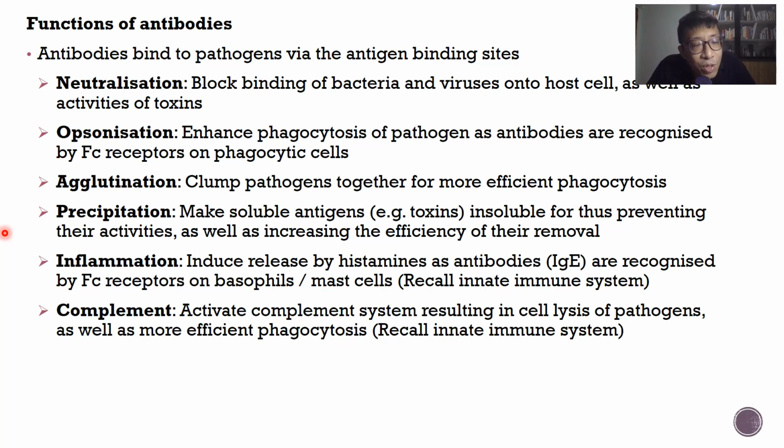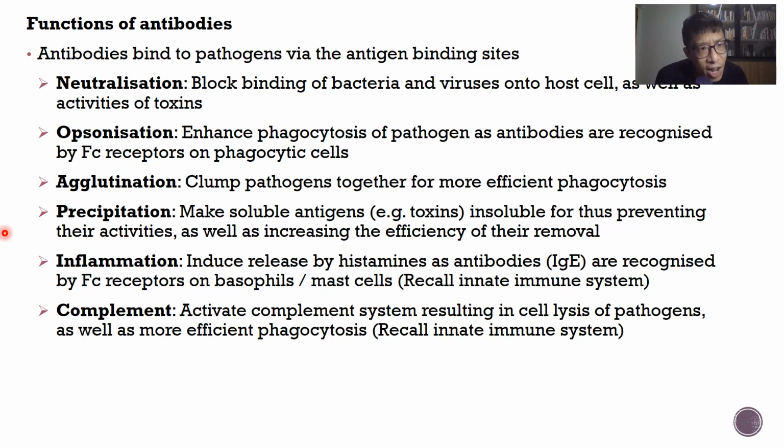Then next we have the opsonization. That's when the antibodies bind to pathogens, and then especially for IgG, they also bind to the macrophages via their constant region. So that facilitates the macrophages phagocytosing the pathogen. So this phagocytosis is aided by the antibody. This is known as opsonization.